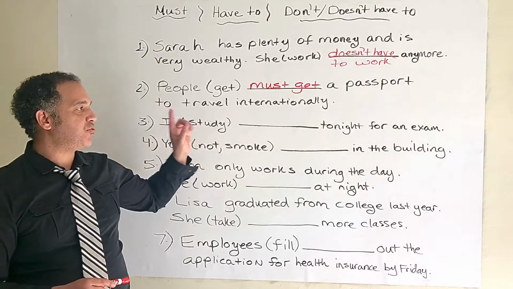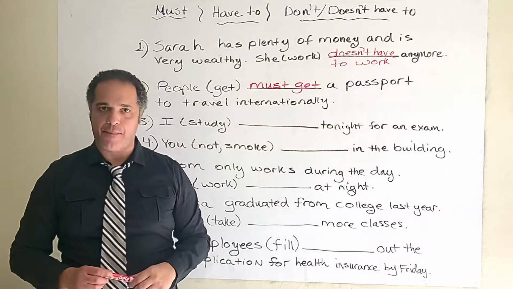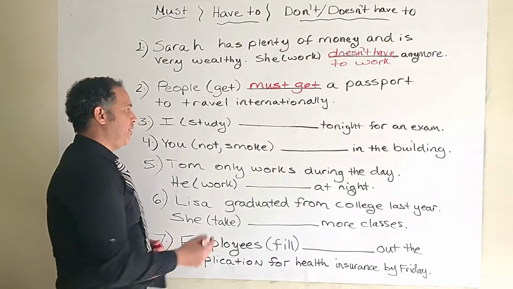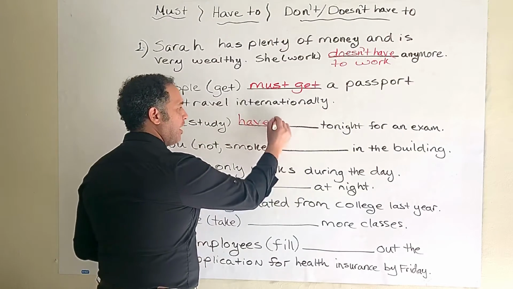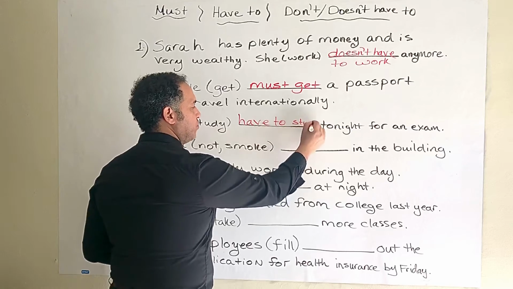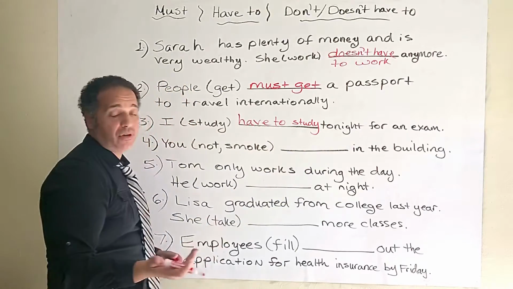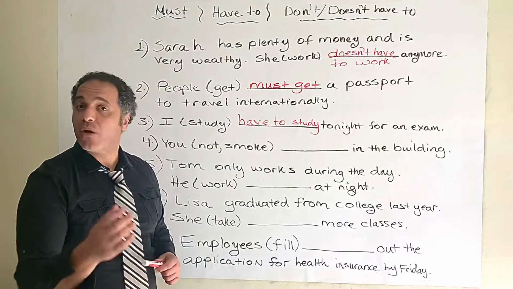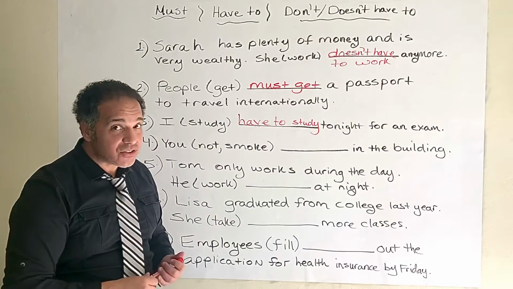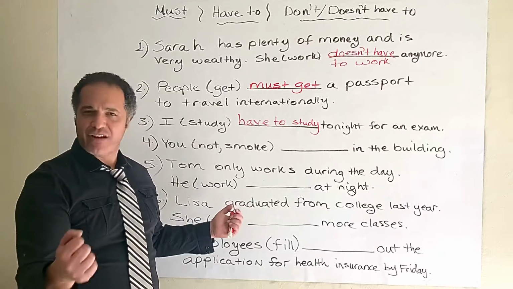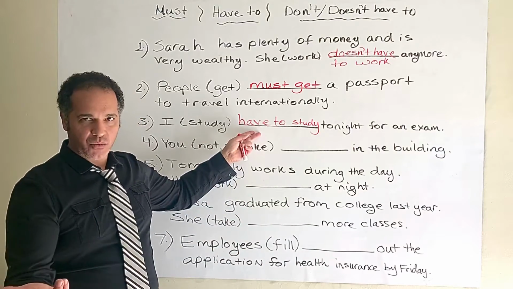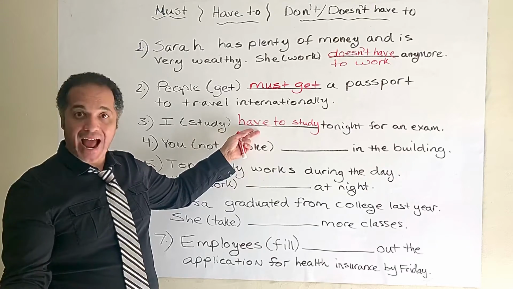I blank tonight for an exam. In this case, I have to study tonight for an exam. If you are talking about something for yourself, usually we just say I have to. Now, can you say I must study? You can, but it sounds really, really strong. Usually, when people are speaking with one another, we simply just use have to.